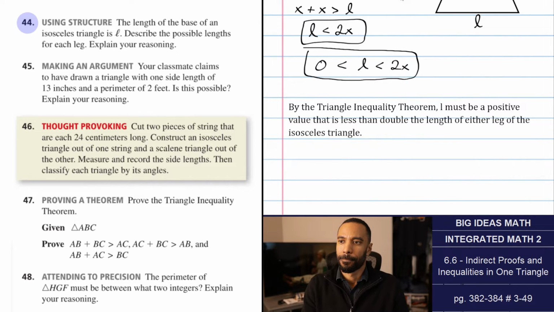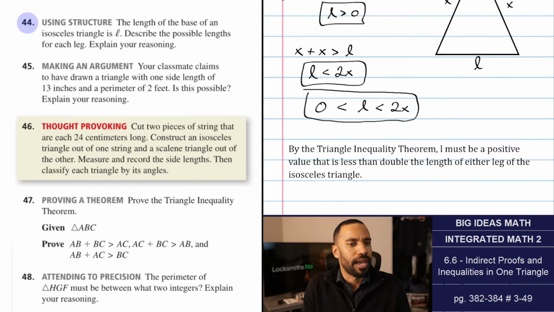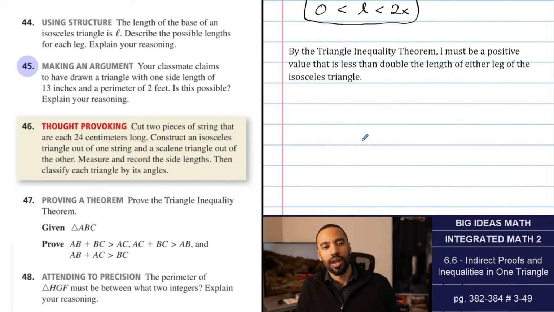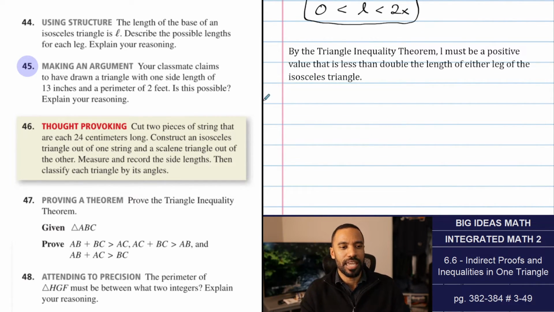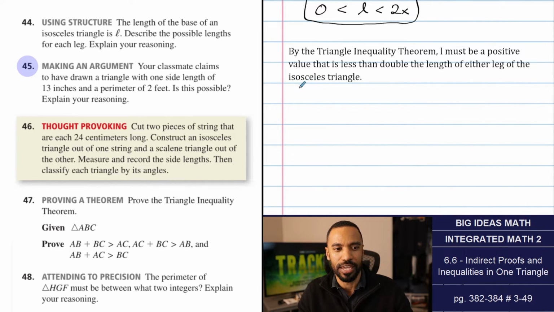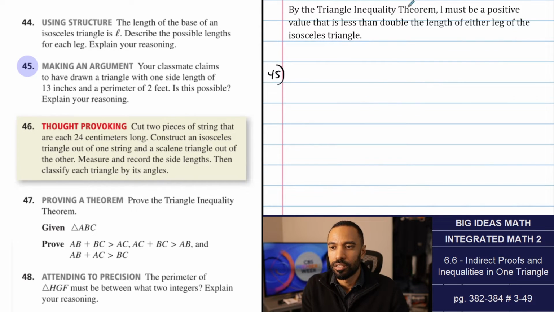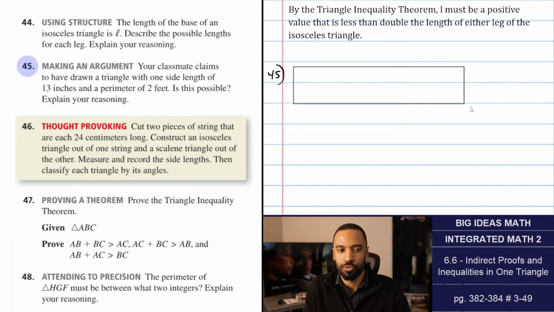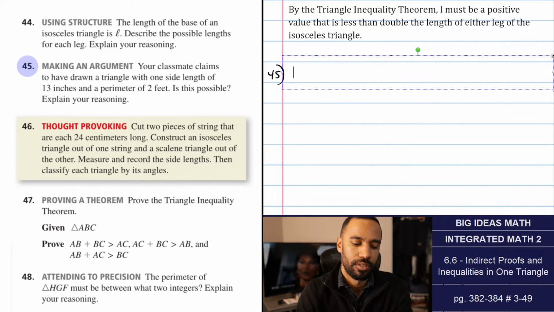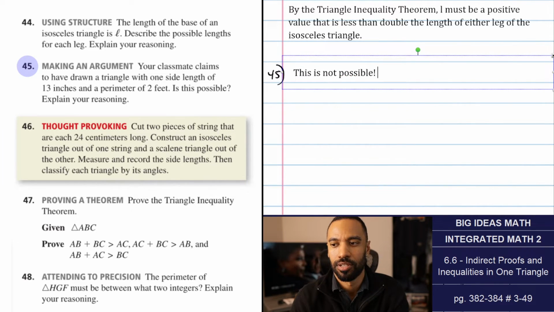Okay. All right, number 45. Your classmate, not a friend, but a classmate. Your non-friend classmate claims to have drawn a triangle with one side length of 13 inches and a perimeter of 2 feet. Is this possible? Explain your reasoning. Well, this classmate is going to fail. One side length of 13 inches and perimeter of 2 feet. Is this possible? No! This is not possible. Side lengths must be positive.